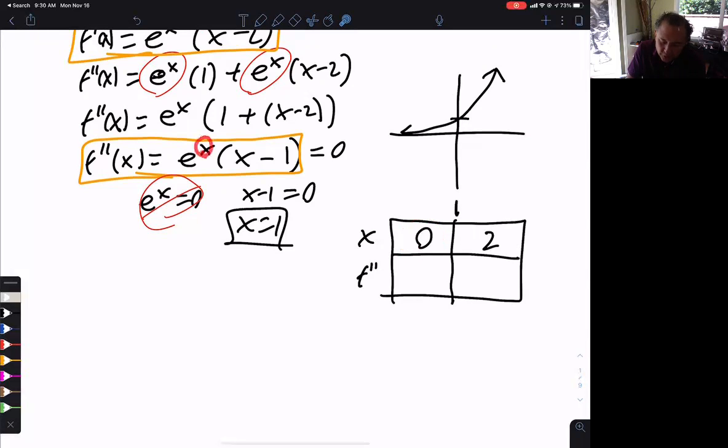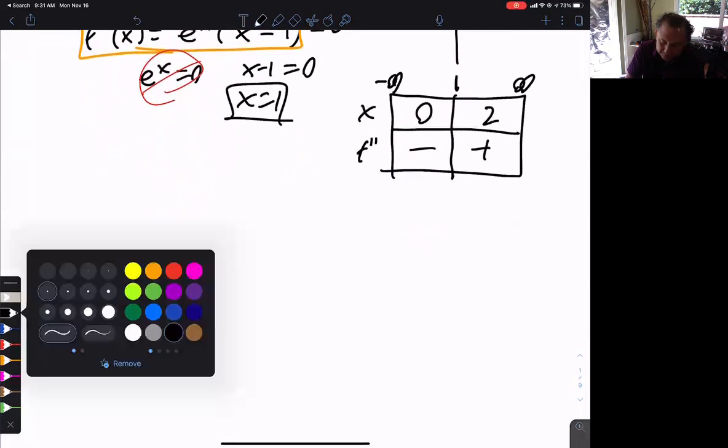All right, e to the 0 is 1, and 0 minus 1 is negative 1. So a positive times a negative is going to be negative. So the second derivative is negative everywhere to the left of 1, because it can only change signs at 1. So therefore, it's always negative to the left of 1. This will be negative infinity to infinity, by the way. Plug in 2. E squared is positive. 2 minus 1 is positive. A positive times a positive is always positive.